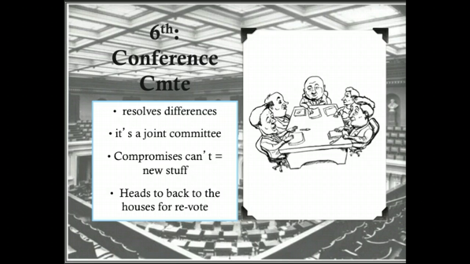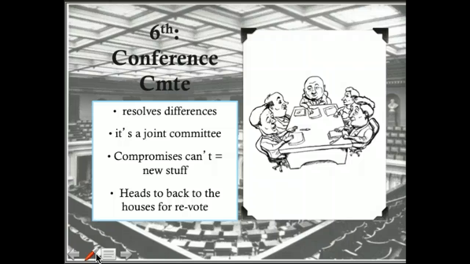It then heads back to the houses for a revote. And on this joint committee, you're generally going to find people who sponsored the bill in the respective houses, or the people that worked on the bill. So they go back to their respective houses. Like if a senator has worked on a piece of legislation, he wants this piece of legislation to pass, so he's going to lobby for it and push for it so it passes the vote the second time.